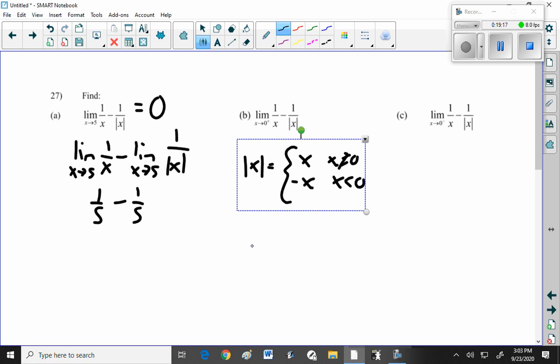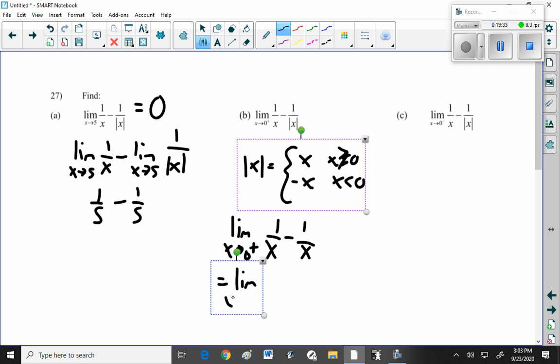And if we do that, we find that this is equal to the limit as x approaches 0 from the right of 1 over x minus 1 over, since I'm coming from the right, absolute value of x is x. I can now simplify this. This is the limit as x approaches 0 from the right of 0. And that's just 0. And notice we don't care what's happening at 0. If you take any number that's really close to 0 and you plug it in here, you will get 0.